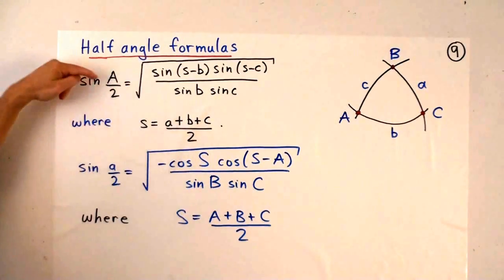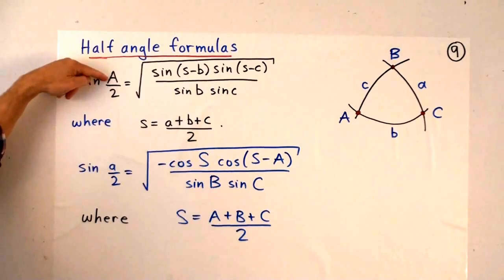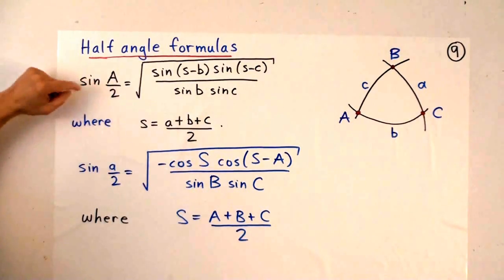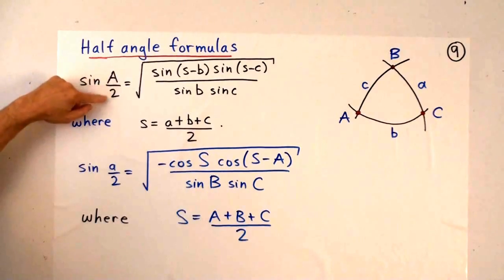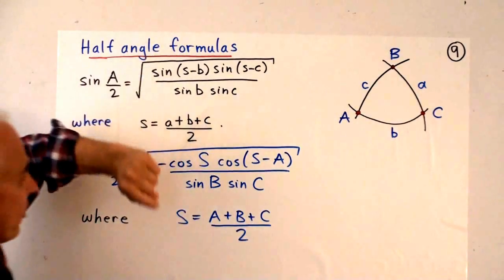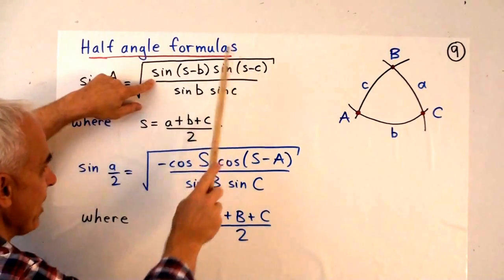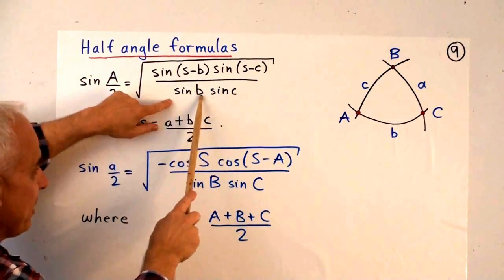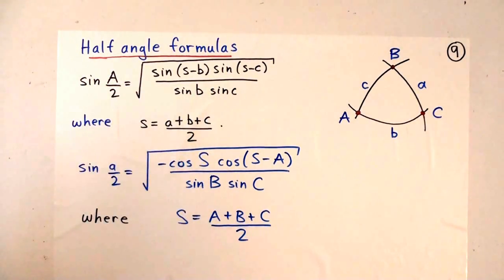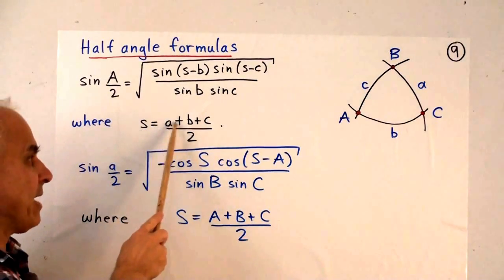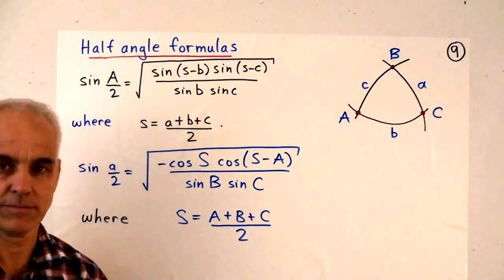So where we have not just expressions in sine and cosine of the angles A and so on, but sines and cosines of A over 2. For example, sine of A over 2, capital A over 2, is the square root of sine of S minus B times sine of S minus C divided by sine of B times sine of C, where S is A plus B plus C over 2.